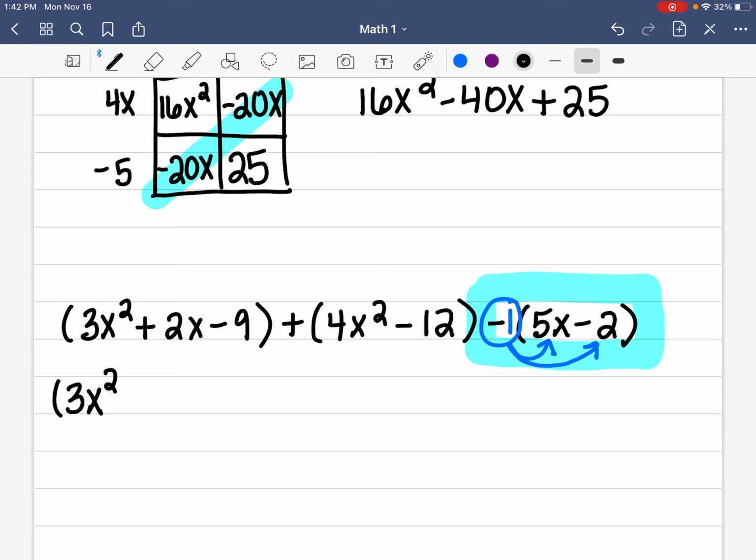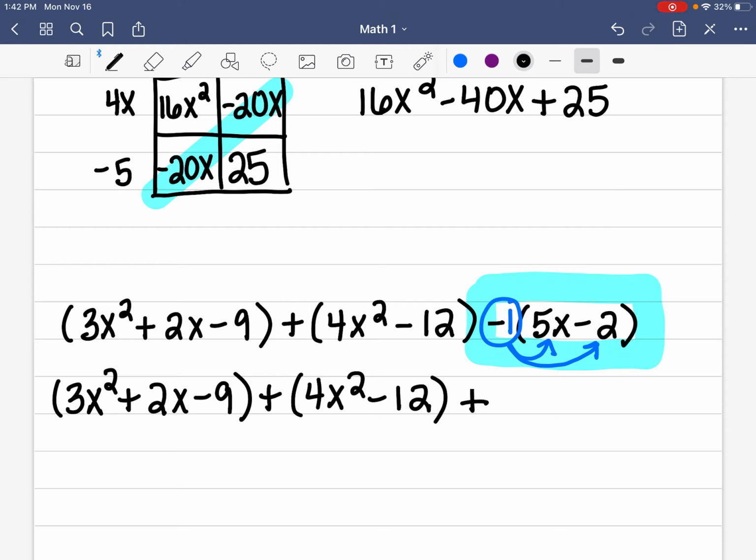So I have 3x squared plus 2x minus 9 plus 4x squared minus 12 plus negative 1 times 5x is going to give me negative 5x. Negative 1 times negative 2 is going to give me positive 2. And then I'm going to combine like terms. So I have 3x squared and 4x squared. We're going to combine those together to make 7x squared.